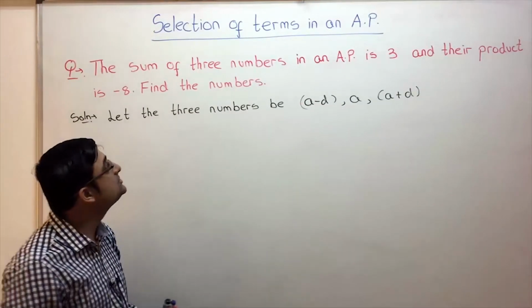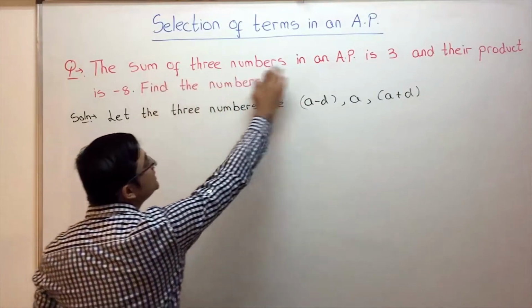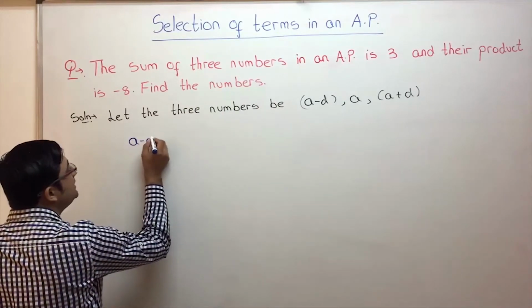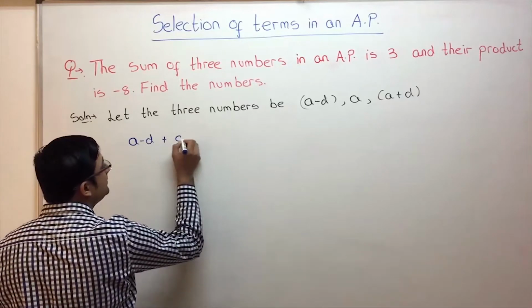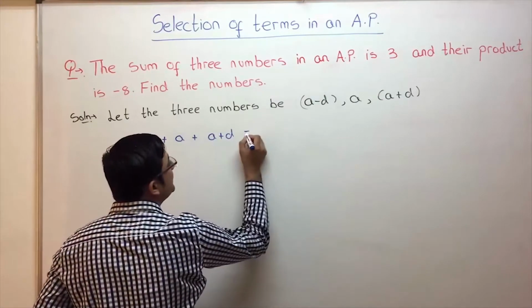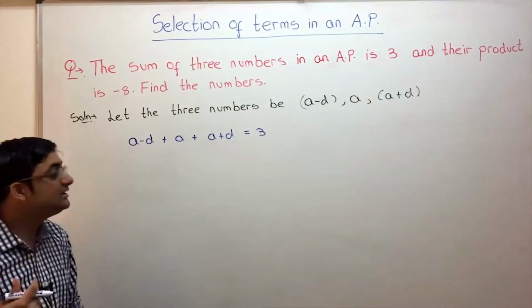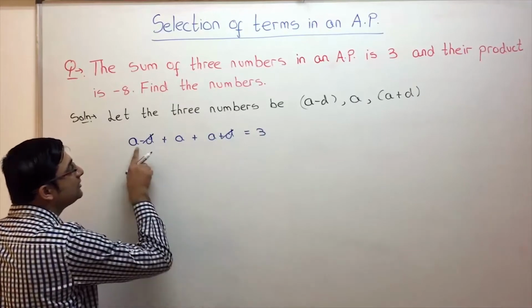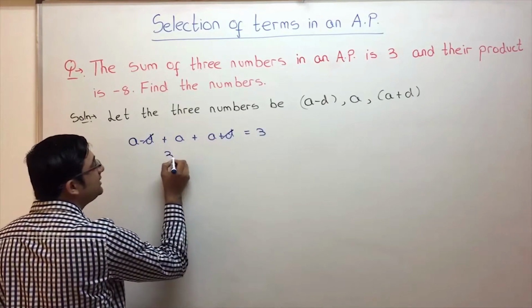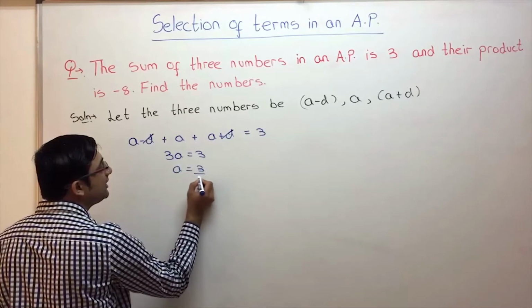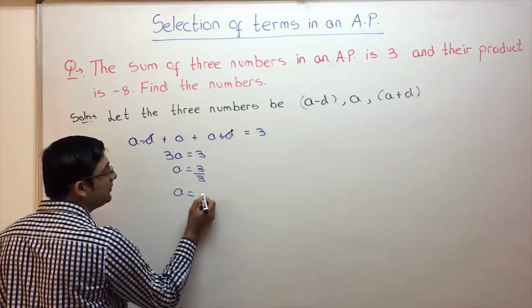Now let's formulate the equation. The first thing given to us is the sum of these numbers is 3. So their sum, meaning A minus D plus second number plus third number, is given to us as 3. Now see, immediately I can cancel out D. Minus D plus D is gone. So that is 3A, so 3A is equal to 3. From here we get A is 3 divided by 3, that is A is equal to 1.